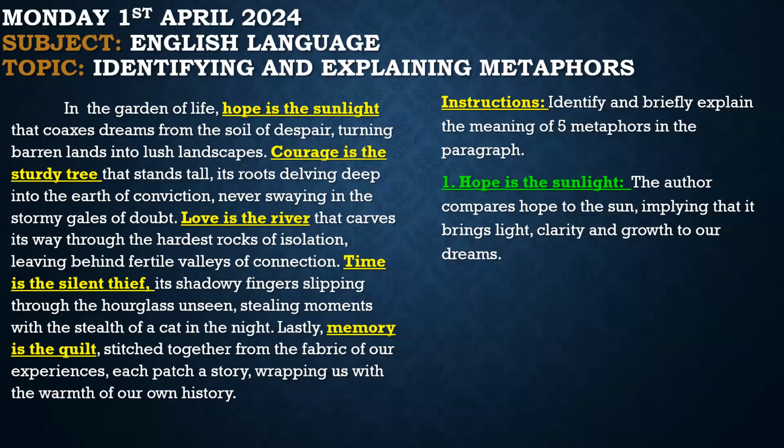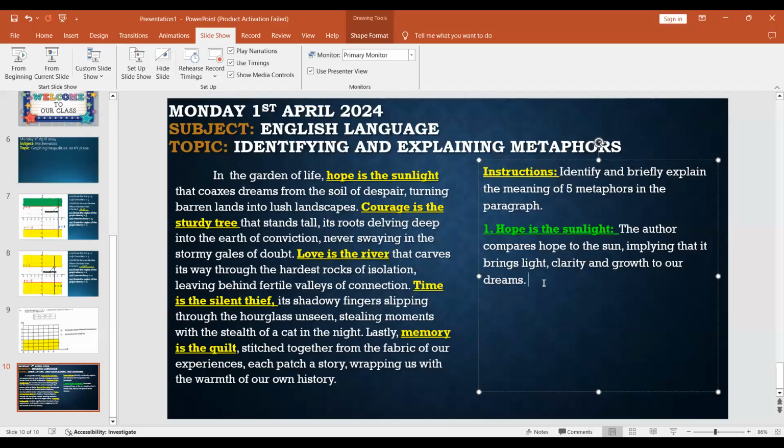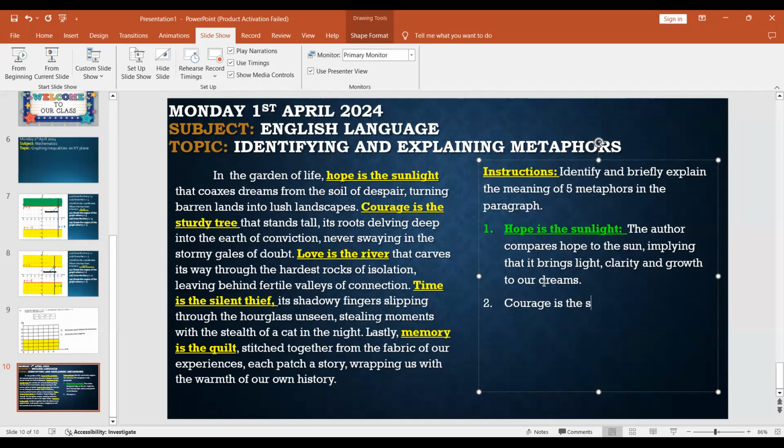Yes, sir. All right, so the metaphor hope is a sunlight means the author compares hope to the sun, implying it brings light, clarity, and growth to our dreams. Thank you so much, Malik, for that enthusiastic reading. Let's go ahead to courage is the sturdy tree. So courage is the sturdy tree.